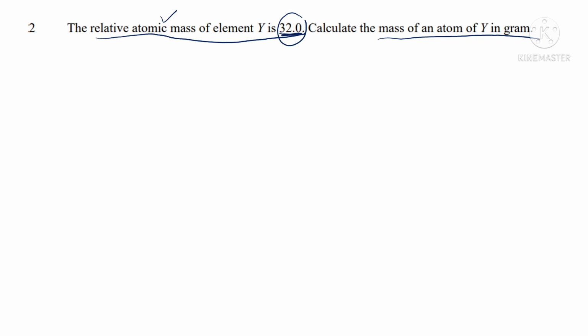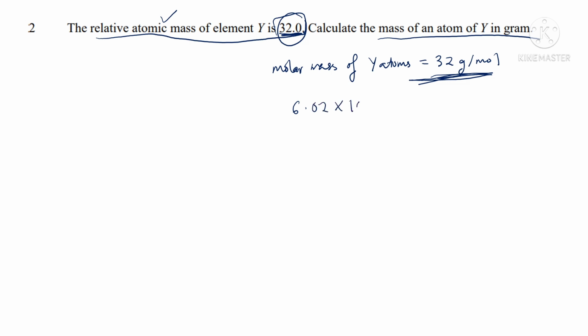So in this question, given the relative atomic mass for element Y is 32, therefore the molar mass of Y atoms will be 32 gram per mole. We know that molar mass is for 1 mole of atom Y. So 1 mole of atom Y basically consists of 6.02 times 10 to the power of 23 Y atoms, and the mass of this 1 mole of atom Y is equal to 32 gram.